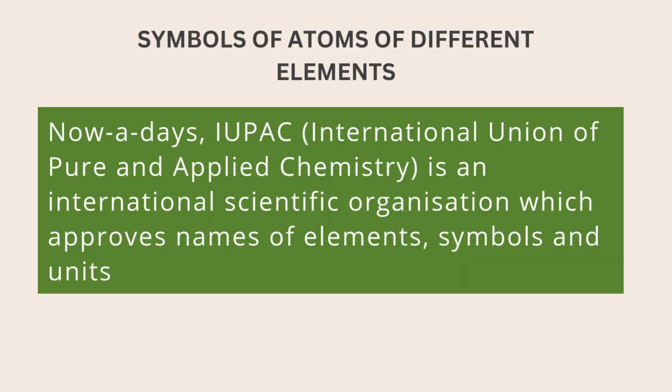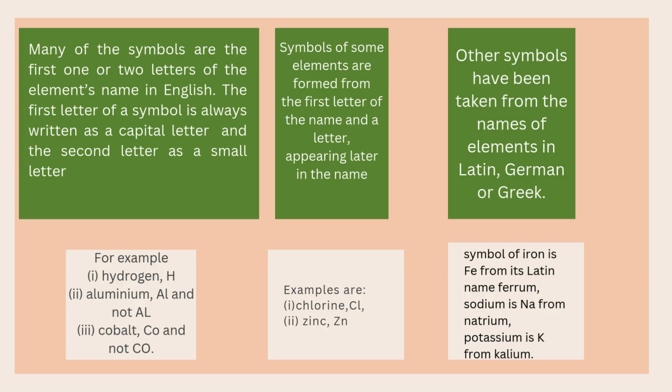Next one is symbols of atoms of different elements. Nowadays, IUPAC, that is the International Union of Pure and Applied Chemistry, is the international scientific organization which approves names of elements, symbols, and units. Here we are discussing how the symbols are assigned to different elements. First of all, many of the symbols are the first one or two letters of the element's name in English. The first letter of a symbol is always written in capital letter and the second one in small letter. For example, hydrogen, aluminium and cobalt.